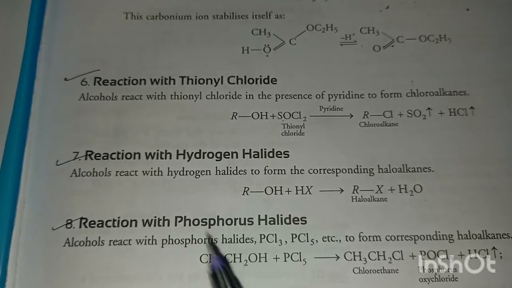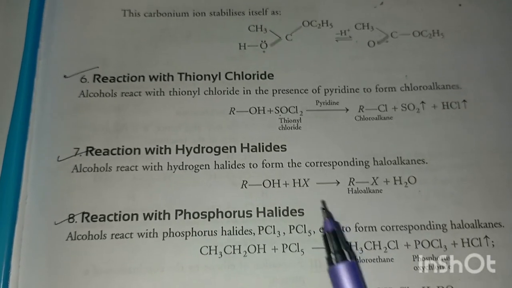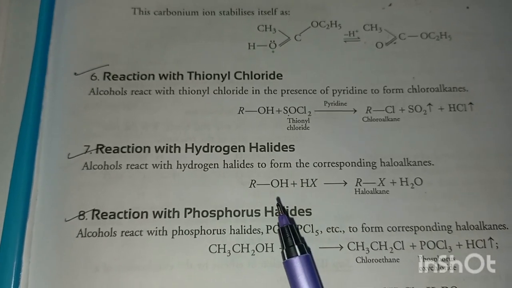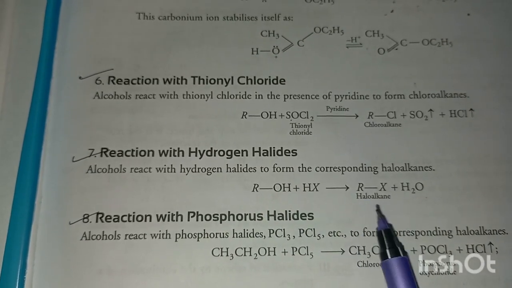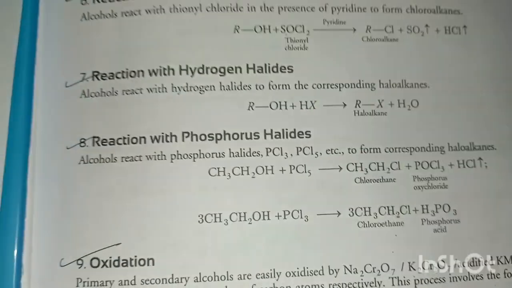Next is the reaction with hydrogen halides. Alcohol reacts with hydrogen halide to form the corresponding haloalkanes, okay. This was one of the methods of preparation of haloalkanes. This we have already discussed, okay. So ROH plus HX will lead to the formation of RX, that is haloalkane, plus water. Now next is the reaction with phosphorus halides.